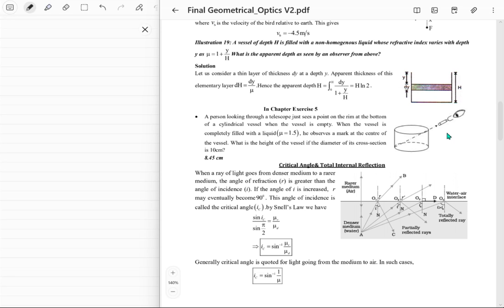It's not looking normally. It should be right above it. What's this guy doing? When the vessel is completely filled with liquid, he observes a mark at the center of the vessel.